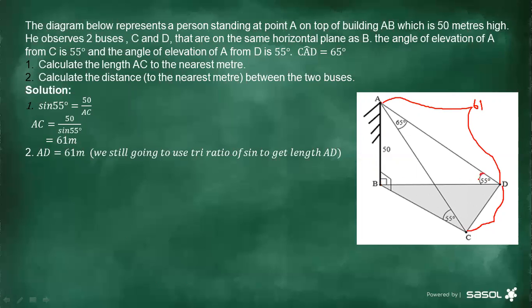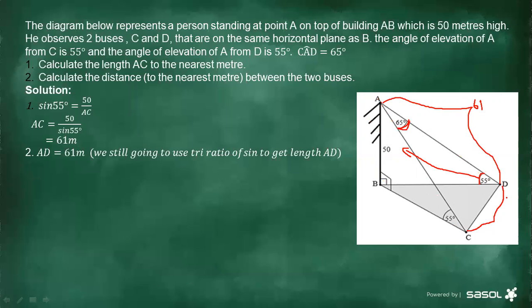We also have the angle, which is 55 as well, and the side opposite that angle is 50 as well. So if we have to calculate the distance AD, it's going to be the same distance as AC, which is 61. Now we can see we have two sides and one angle which is between those two given sides.